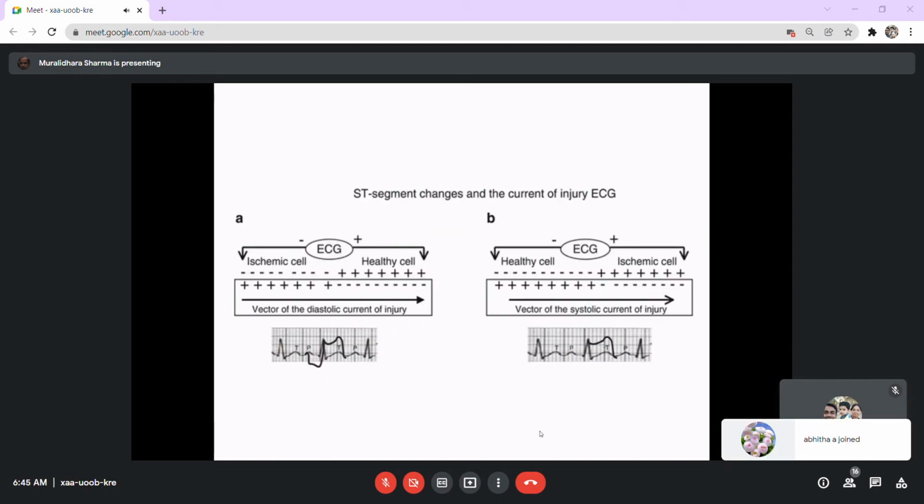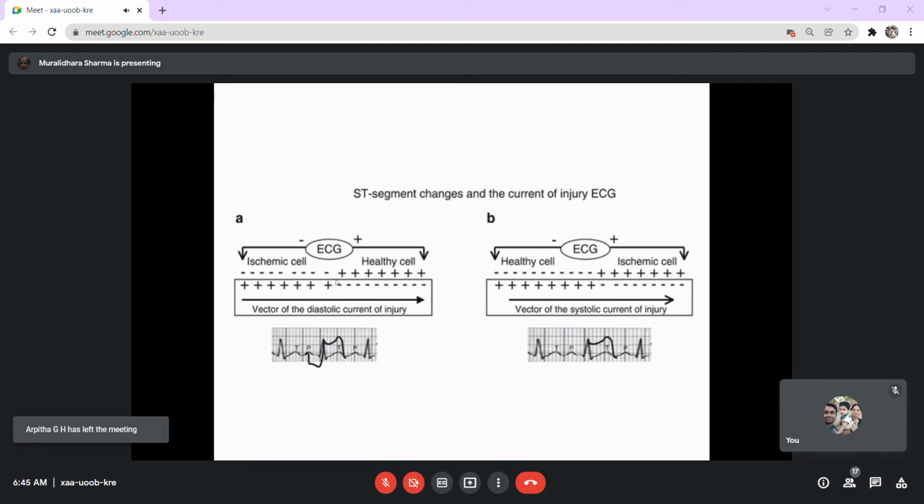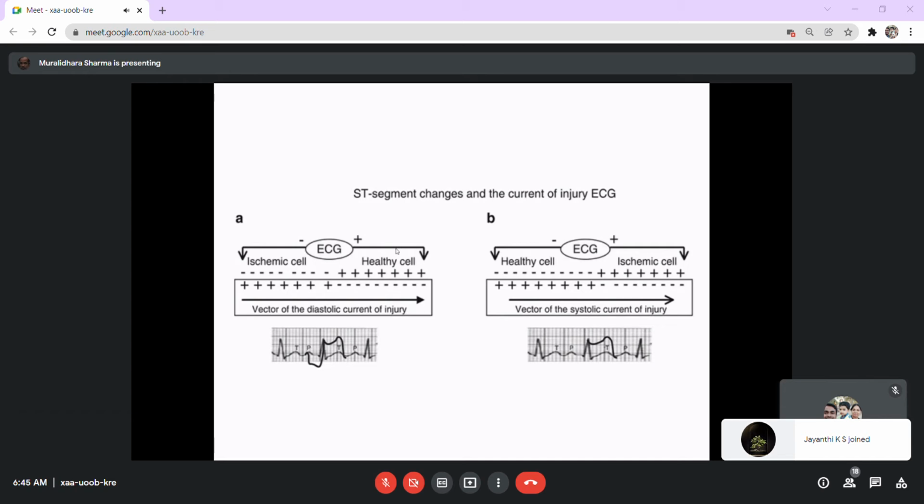Yes, sir. Okay. Now, we were discussing the changes which are produced due to ischemia and infarction. Once a cell is injured, the conduction of the current will become abnormal there. In a case of an ischemic cell, because it cannot get polarized or activated, action potential doesn't form over the area properly, so there will be some abnormal current conduction between these two cells. That's what we call the current of injury.